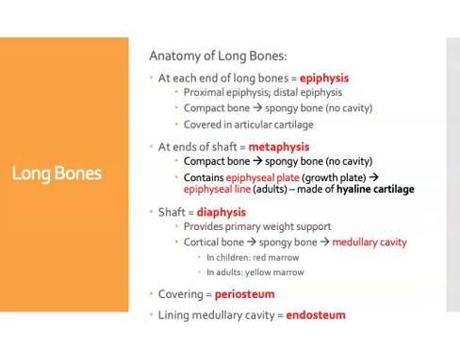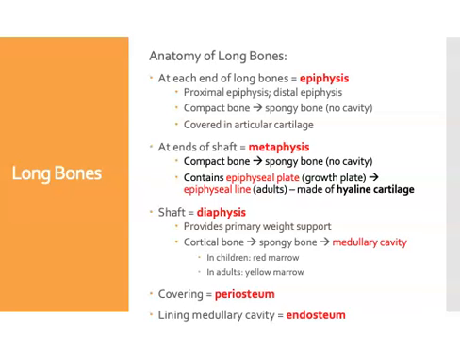The remaining area in a long bone is called the shaft of the bone, and that is the diaphysis. It's actually the diaphysis of a long bone that provides the strength to the long bone. That's where most of the weight bearing in the bone comes from. If you look at the diaphysis, you will find cortical bone surrounding spongy bone, which surrounds a cavity, and that cavity is called the medullary cavity.